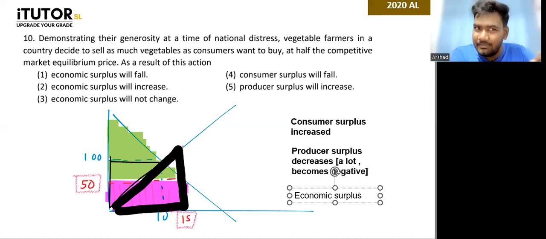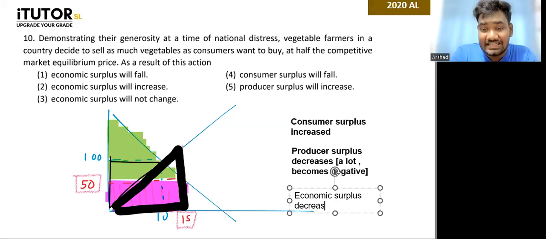Consumer surplus going up, producer surplus is decreasing a lot. Economic surplus, what do you think? Will it increase? Will it decrease? Will it remain unchanged? What do you think? It will decrease, right? Consumer surplus and producer surplus together is economic surplus. Consumer surplus going up a bit, fine. But producer surplus is falling a lot, guys. So economic surplus decreases, right?